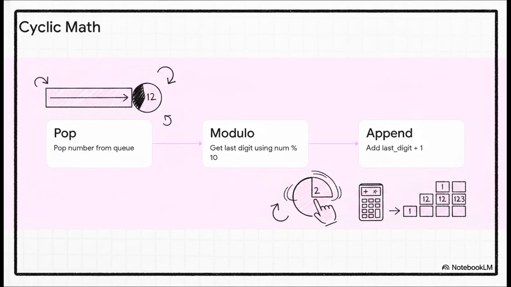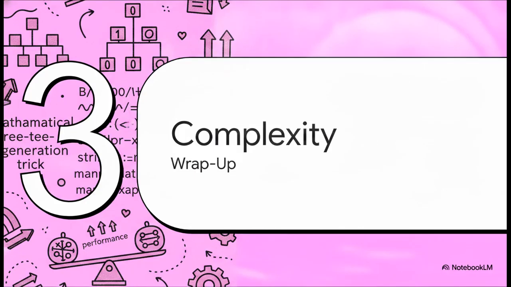The actual C++ math behind this is beautifully simple cyclic math. When you pop a number, you need its last digit. You find this by using the modulo operator, num % 10. So if the number is 12, 12 % 10 isolates the 2. The next digit we need is simply last_digit + 1, which is 3. To append this mathematically, without cheating and using strings, you take your original number 12, multiply it by 10 to shift it left, making it 120, and just add the new digit 3. Bam, 123. We push 123 into the queue and just keep rolling until our generated numbers finally exceed our upper boundary.